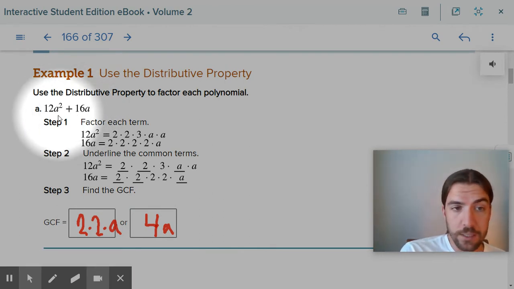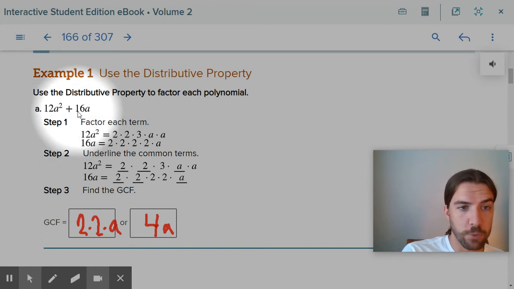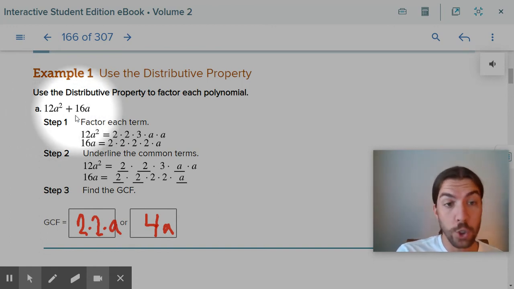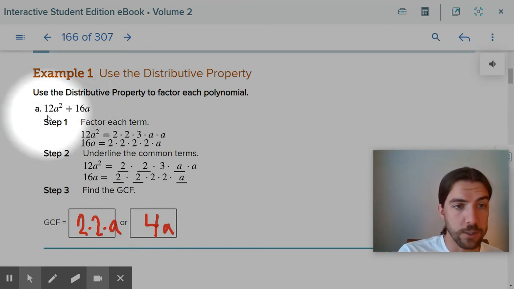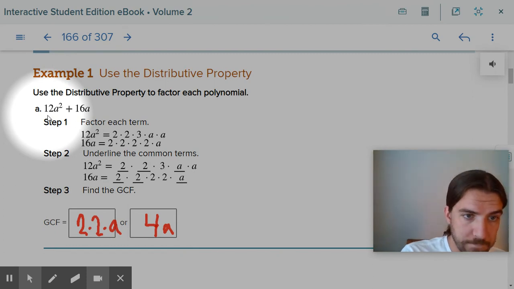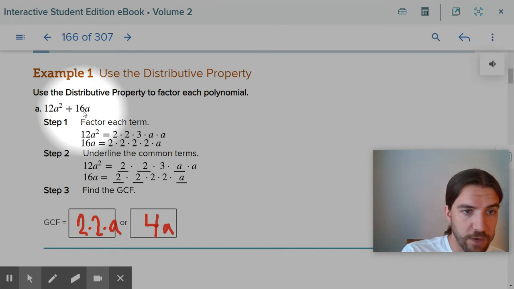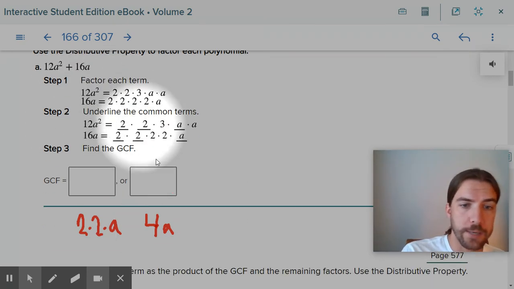If you were just looking at these, you could think about the biggest number that I could divide both of these numbers by. I could divide them both by 2 evenly. That'd be fine. I don't think you can divide them by 3. So it looks like 4 would be the biggest number you could divide them by. And the a portion, well, we have a squared and a. The biggest amount of a's common to both of these is 1a.